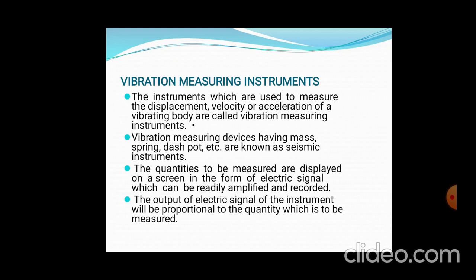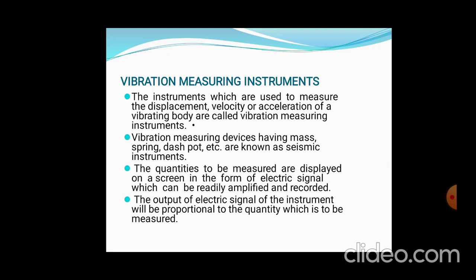Vibration measuring devices have a mass-spring-dashpot system, which is also known as the seismic instrument. Generally it is used for earthquake conditions, that is, seismic. The quantity to be measured is displayed on the screen in the form of an electric signal. From that signal we can predict the nature of the system, whether it is vibrating or not vibrating, or whether it is in the required condition or not.